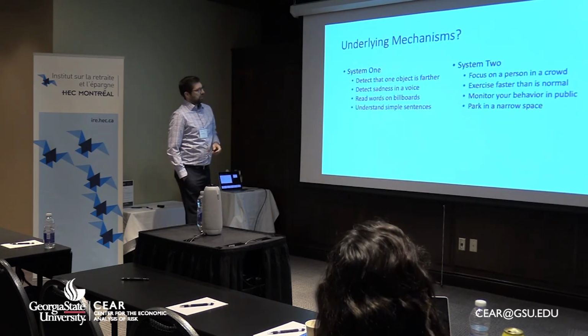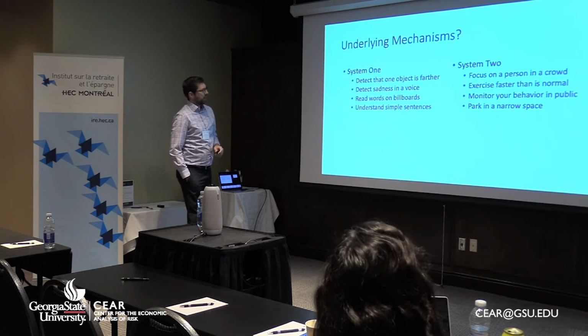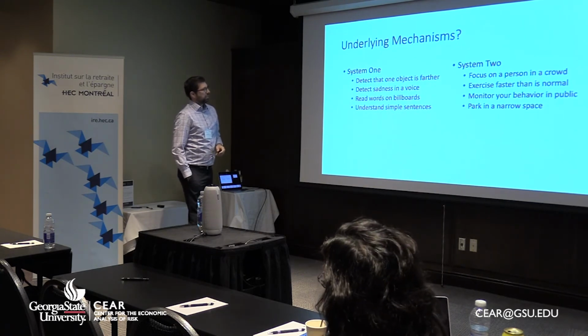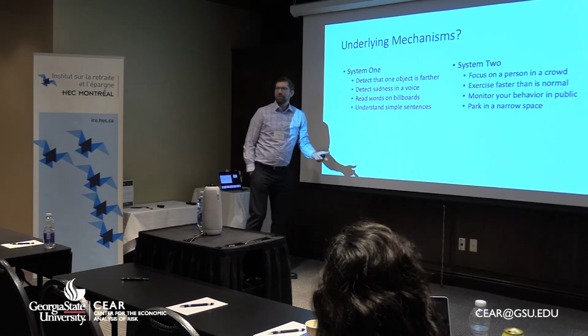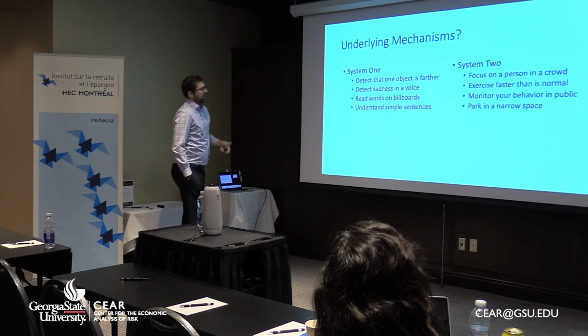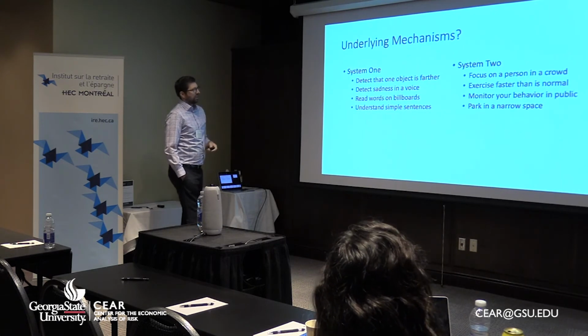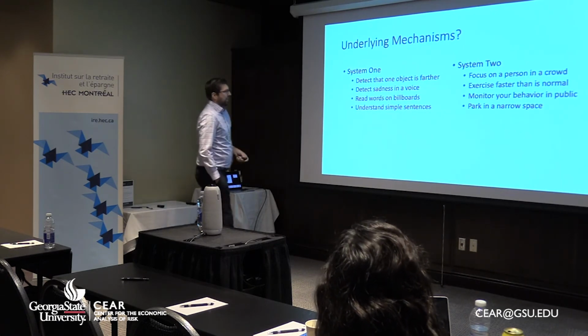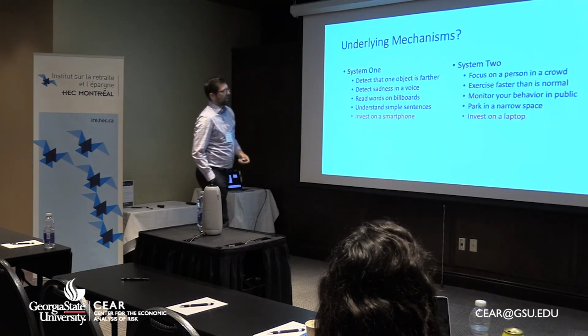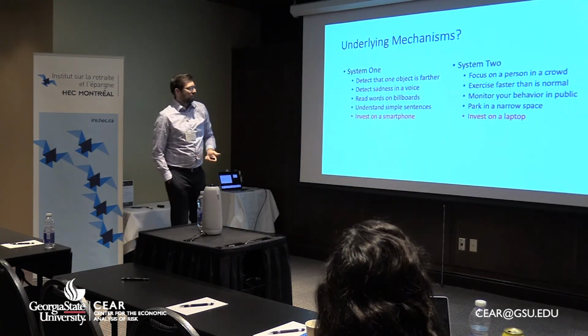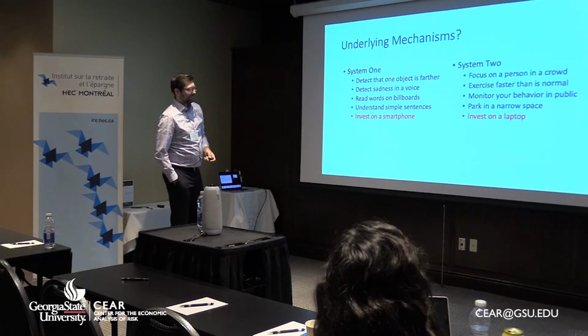Okay, so you talked a little bit about underlying mechanisms as well. You talked a little bit about system 1 versus system 2. System 1 is typically, I'm not a psychologist, so I had to Google this, but when you Google it, system 1 is detect objects that are farther away, sadness in a voice, yada yada, monitor your behavior in public, park in aerospace, that's system 2. Invest in smartphone, invest in a laptop, I'm not convinced.